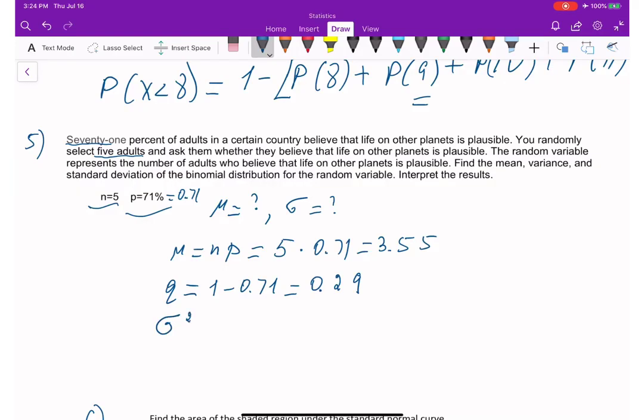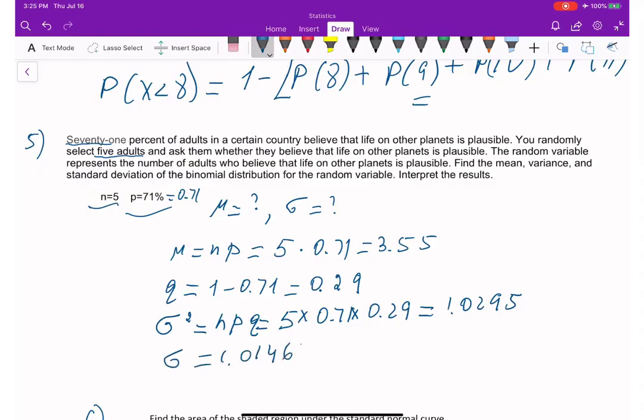So variance is n times p times q, which is going to be 5 times 0.71 times 0.29, and it's going to be 1.0295. And standard deviation, sigma, is going to be 1.014642.